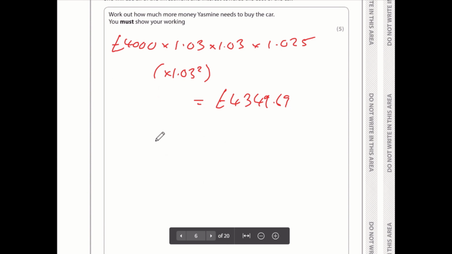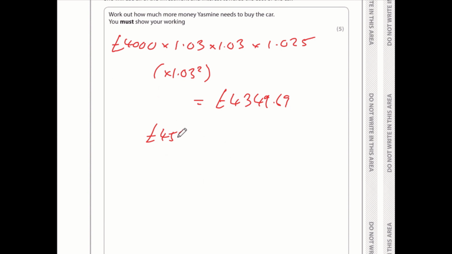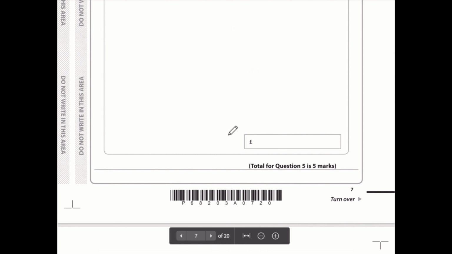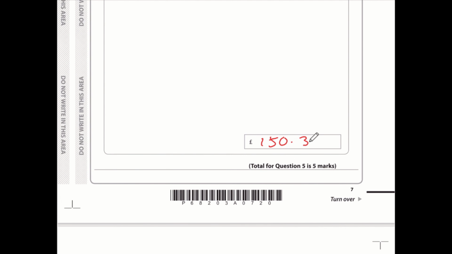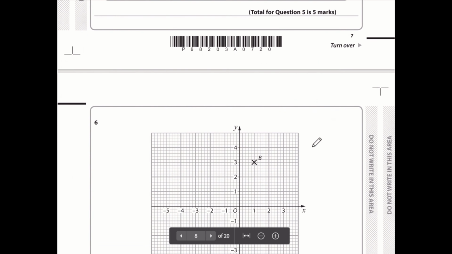So how much short is she? Well, we just need to do 4,500 take away 4349.69, and that comes to £150 and 31 pence. So there we go, £150.31. Done.